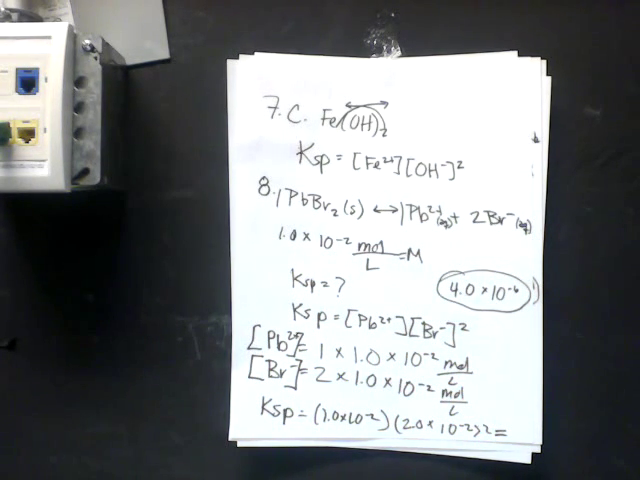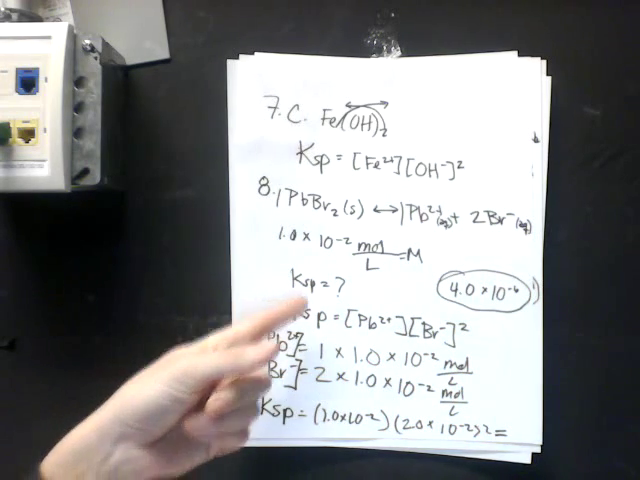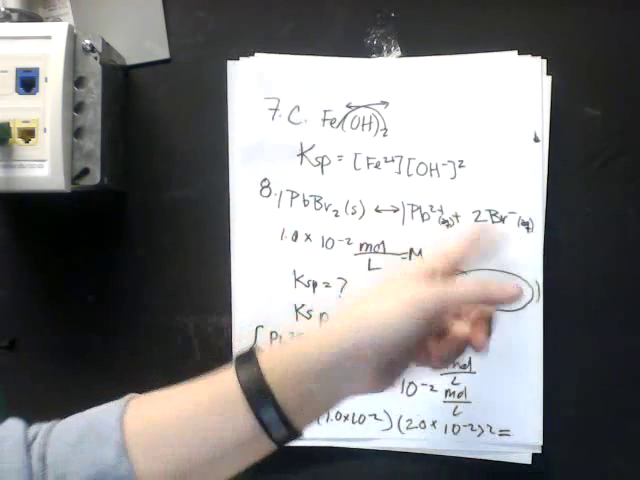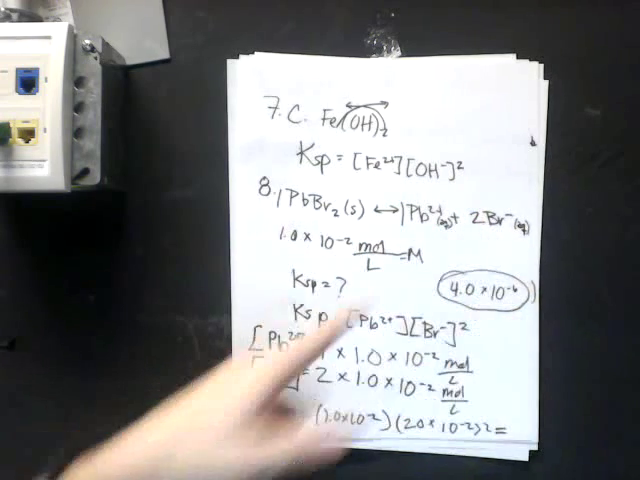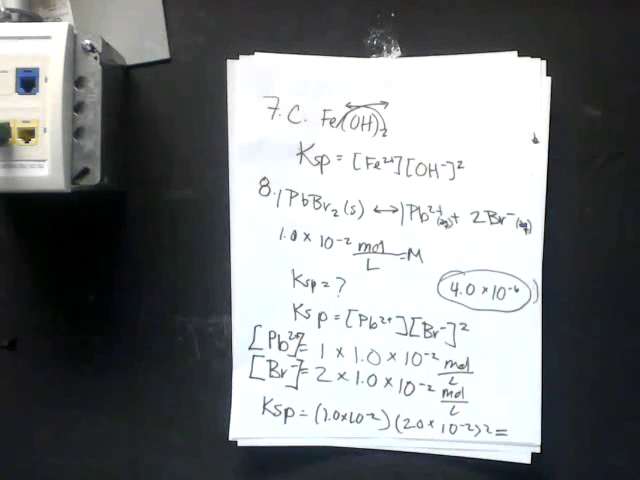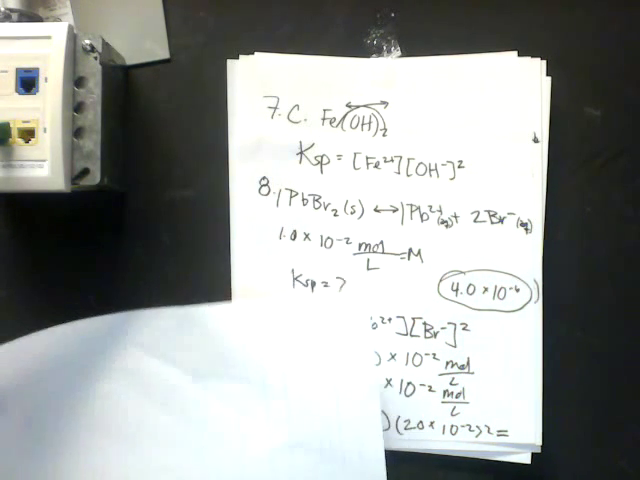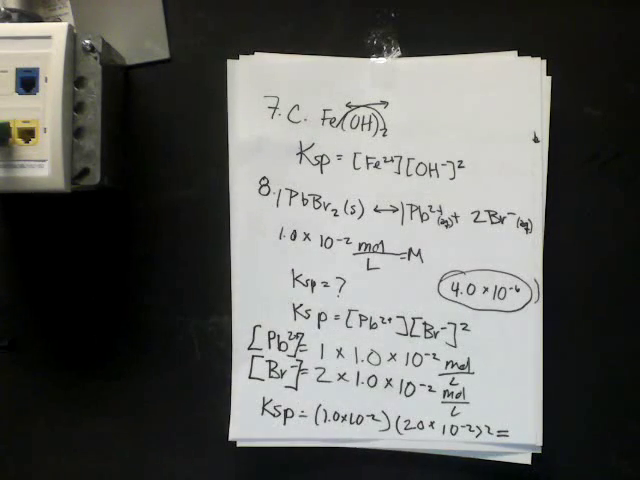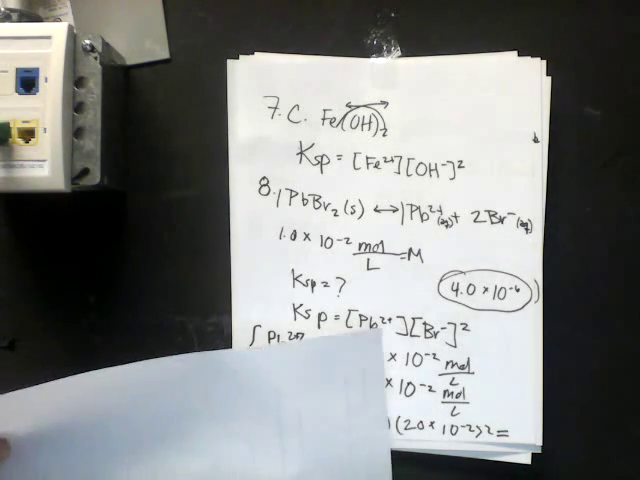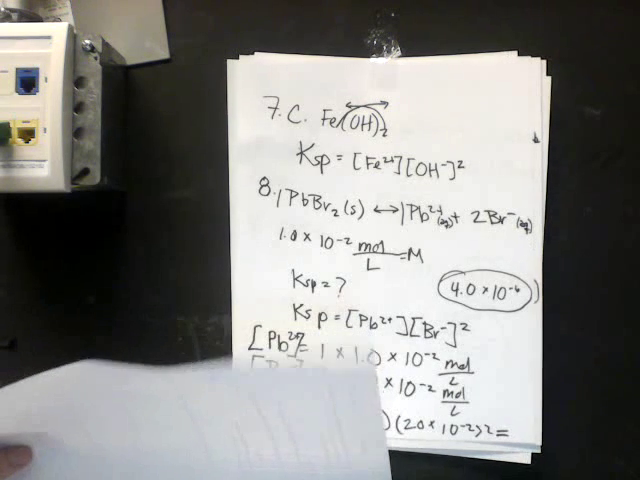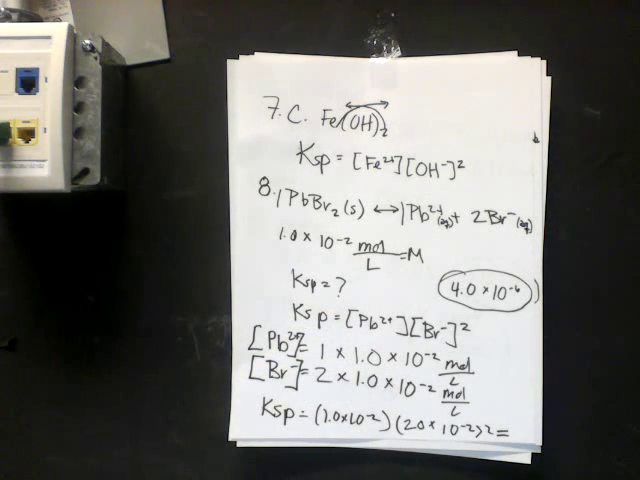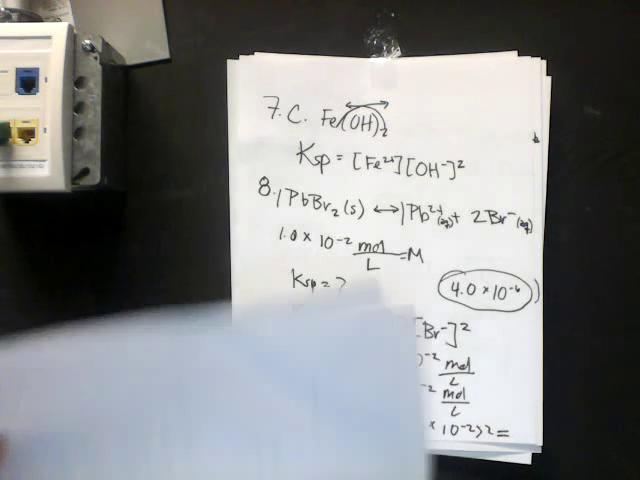It asked for the Ksp, so we knew we had to write out this equation. We had to write out when it split into its ions, so we knew that 2 of them made up the Br minus concentration. So that's pretty self-explanatory. I think 9 is pretty explanatory. 10 is a little bit of a trick. Yes, 10 is a little trick. I'm going to try to do 10 and 11 in the time we have left.